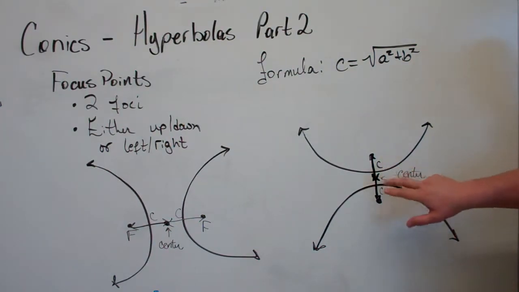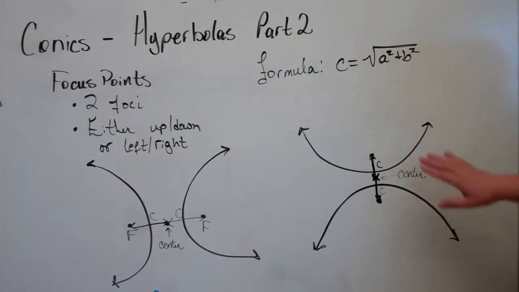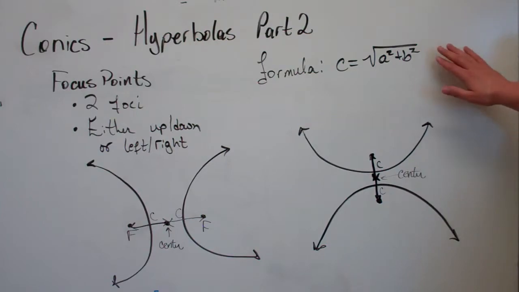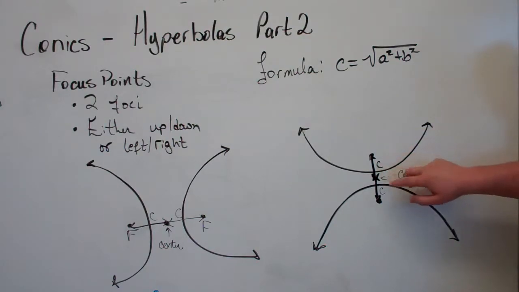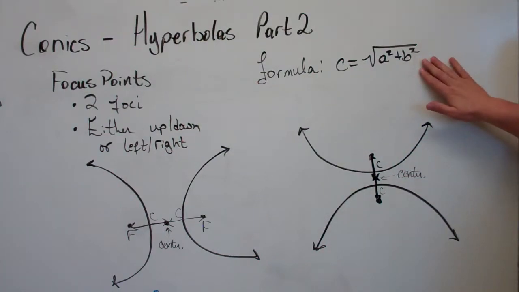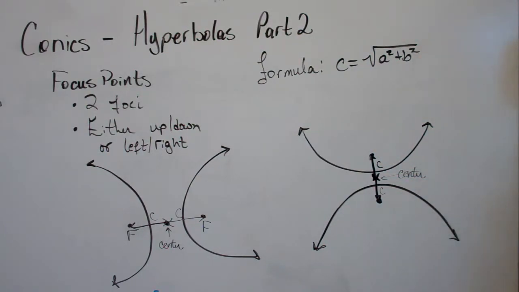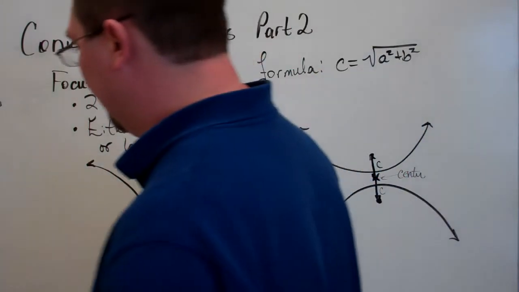Now, your formula to find c, which is the distance from the center point to the foci, is simply c equals the square root of a squared plus b squared. This is the formula you're going to use to find c. For a hyperbola, the c is different from the c for an ellipse, and it's the square root of a squared plus b squared. And that's what you're going to use to find your focus points. Let's work an example.